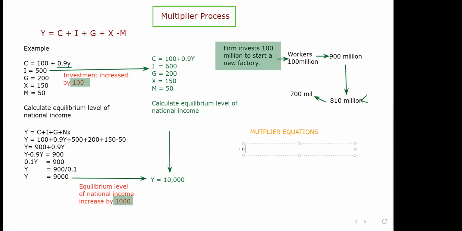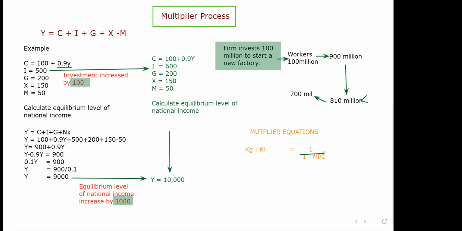But this K: KG is the government expenditure multiplier. KI is the investment multiplier. That is equal to, remember, 1 divided by 1 minus MPC. So how do you calculate this?